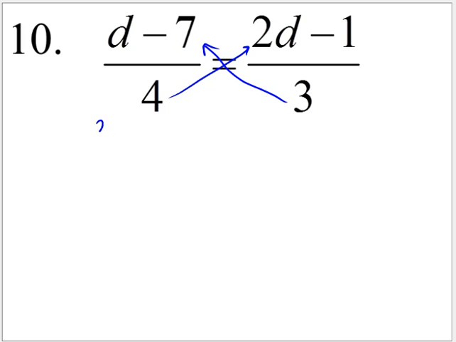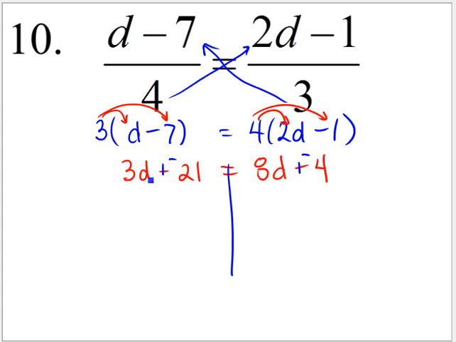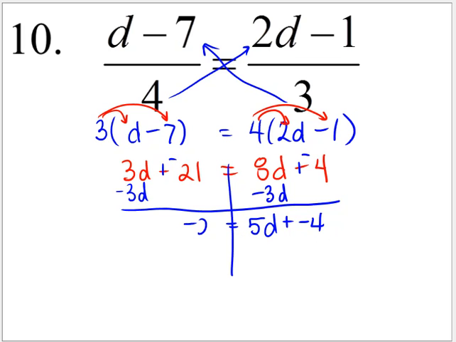I'm going to say it's 3 times the whole quantity, d minus 7, and 4 times the whole quantity, 2d minus 1. I will go ahead and distribute my 3 through. So I get 3d minus 21 equals, distribute my 4 through, 8d minus 4. I like to change my signs to plus the opposite. I notice people make less mistakes this way. I'm going to move the smallest variable to the other side. So I'm going to move my 3d over by subtracting 3d. That gives me 5d plus negative 4 equals negative 21.